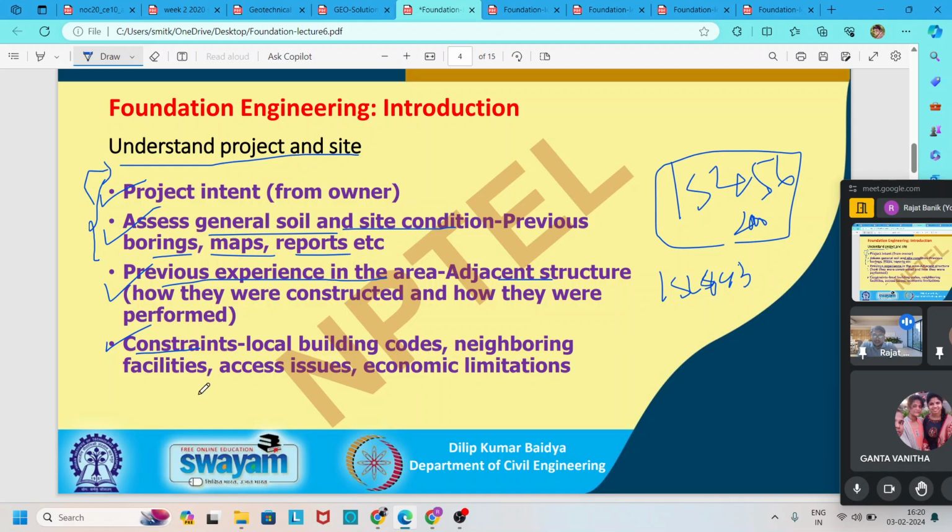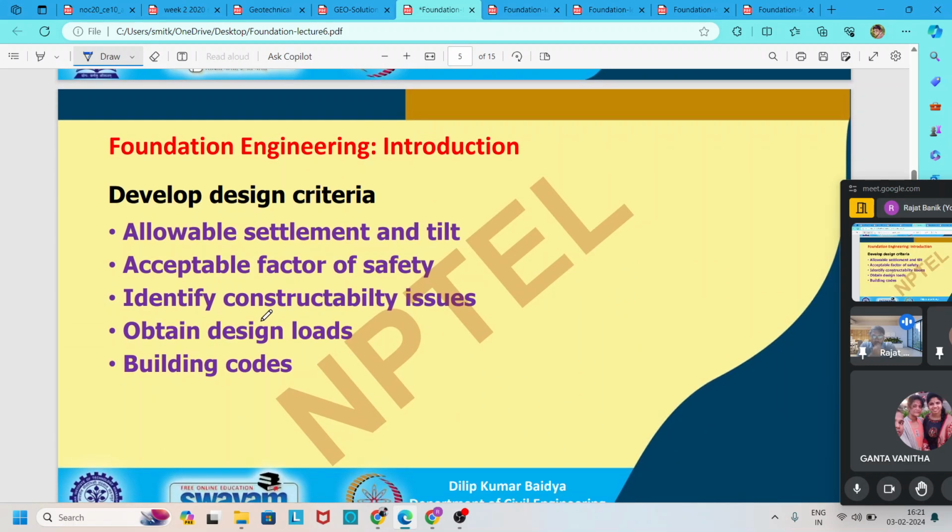Then some neighboring facilities, whether access to raw materials is possible or not. Then economic limitations. We need to check all of this before going to build our foundation. Then develop some design criteria. These design criteria are mainly developed from experience of this soil or nearby structures, by seeing the nearby structures, or by following building codes.